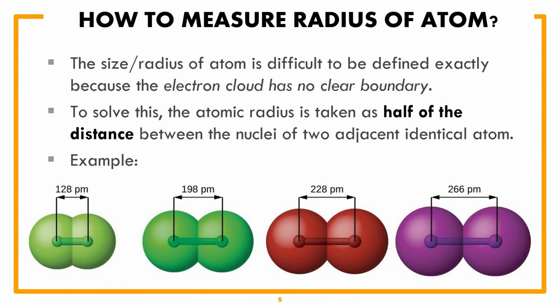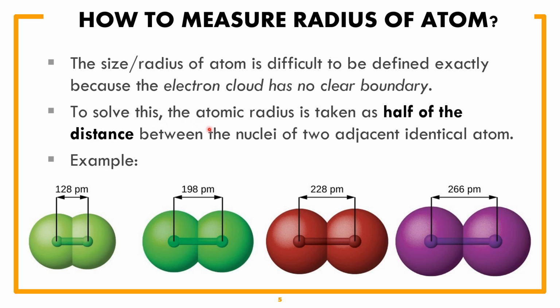Before we discuss more on the variations of the atomic radius across a period and going down a group, let us see how to measure the radius of an atom. The radius or size of an atom is difficult to define exactly because the electron cloud has no clear boundary, meaning that we cannot simply measure the size of an atom from this end to this end. This is because in one atom, we don't have any clear or distinct orbital. We just have an electron cloud.